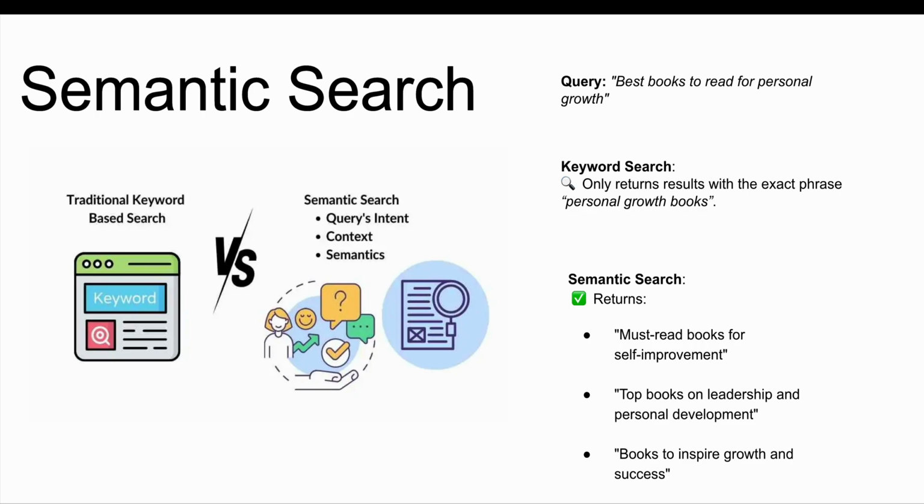But with semantic search, it will return all the similar results matching the query. It might be a book for self improvement, or a book for leadership and personal development, or a book to inspire growth and success. So if you see the difference, in keyword search we get books with the exact phrase, but here we are getting similarity search results. This is how semantic search works.